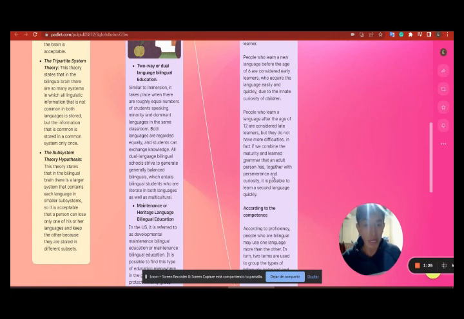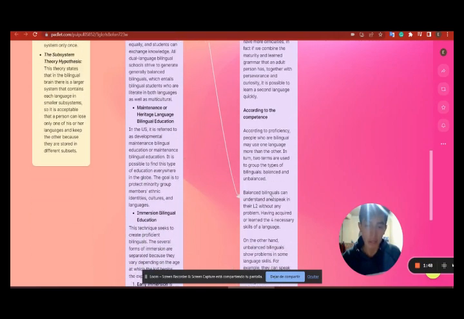People who learn a language after the age of 12 are considered late learners, but it is not necessarily more difficult. In fact, if we combine the maturity and learned grammar that an adult has together with perseverance and curiosity, it's possible to learn a second language quickly.